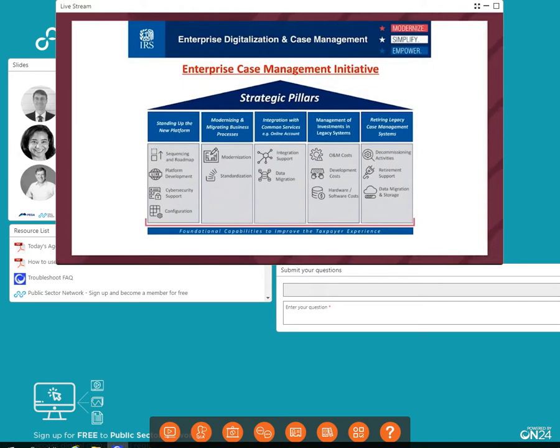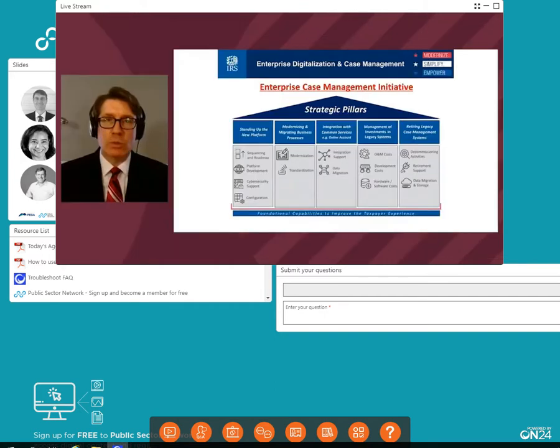On the left-hand side is the core IT piece, standing up the platform, putting it in the cloud, connecting it to our on-premise data systems. It's core technology. Next to that, you've got business process modernization and migration. And like Liz is undertaking at the FDA, we're really trying to make certain that we modernize our business processes to take full advantage of the technology.